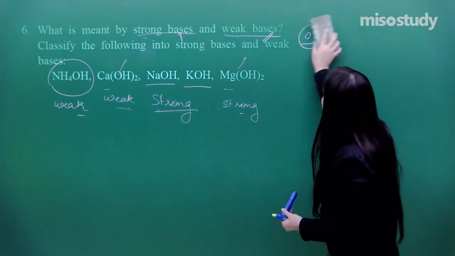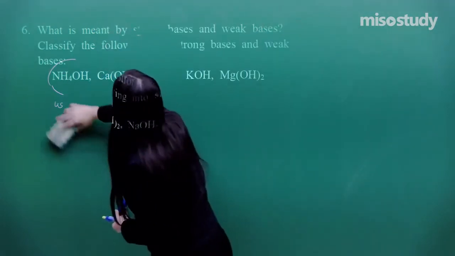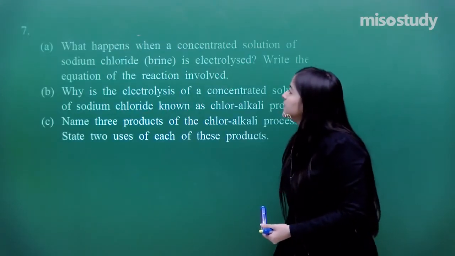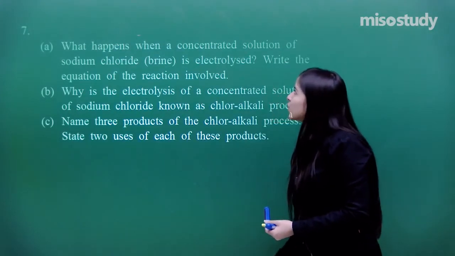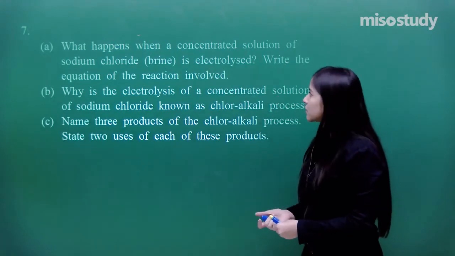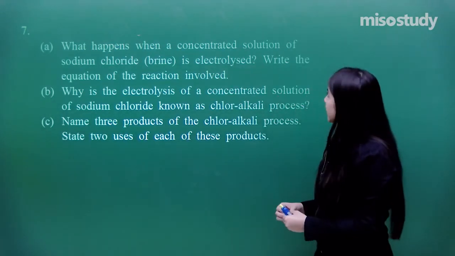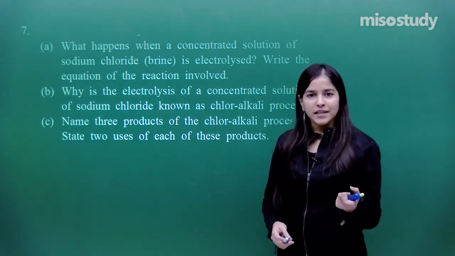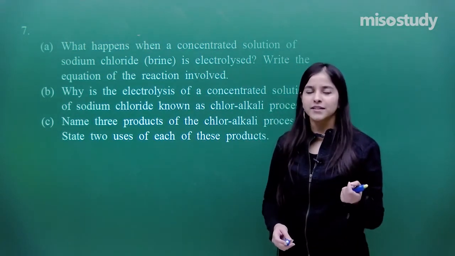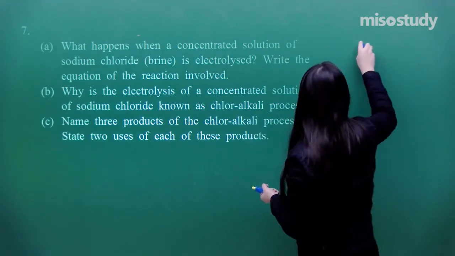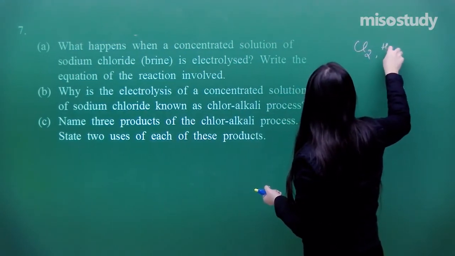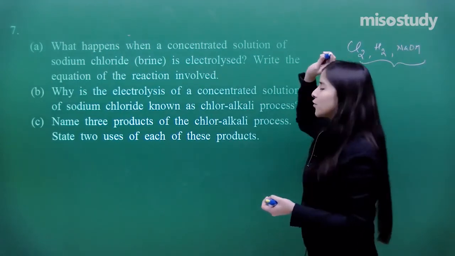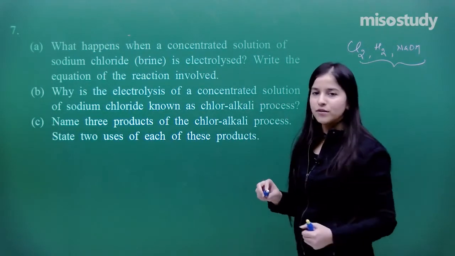Now, moving on to question number 7. What happens when a concentrated solution of sodium chloride, that is the brine, is electrolyzed? Write the chemical equation. Electrolysis of sodium chloride is in the production of Cl2, H2 and NaOH. Yes, and this process is known as the chloralkali process.